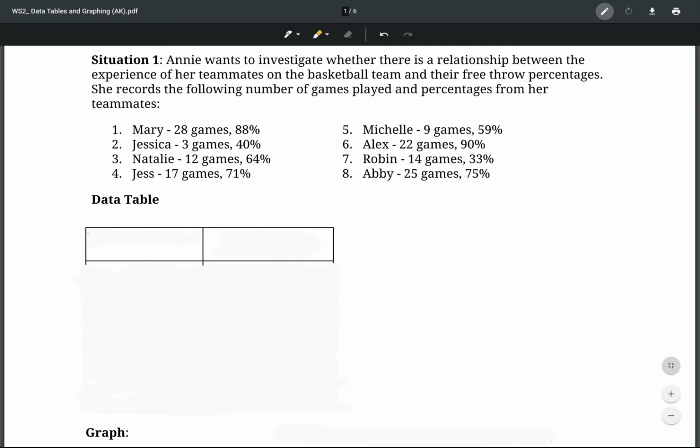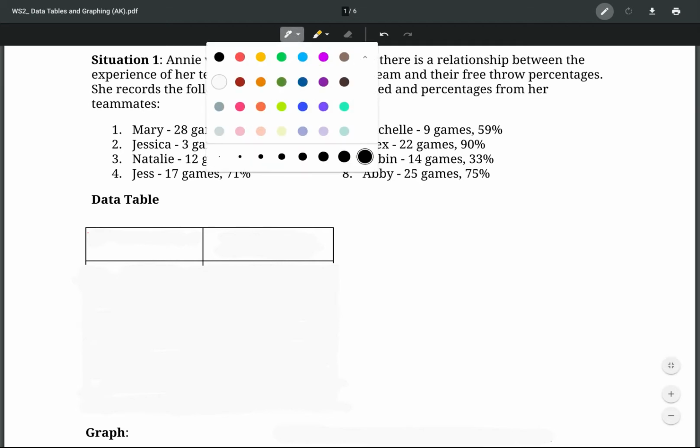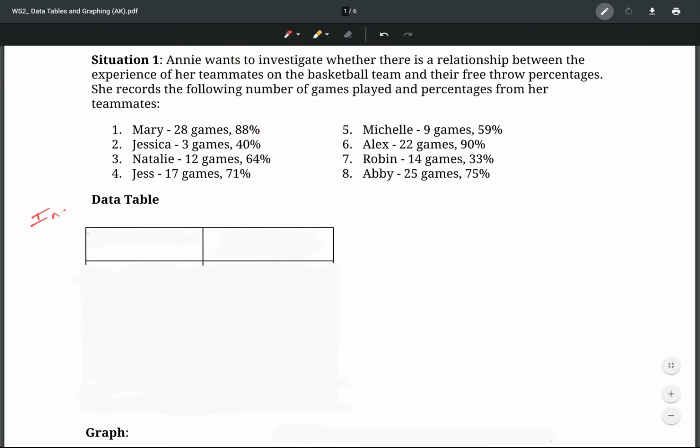And so what we need to determine first is what the independent variable is and what the dependent variable is, because the independent variable has to go on the left side of our graph. So the independent variable, the thing that changes purposefully and has an effect on the dependent variable, would in this case be the number of games that each player plays. And the dependent variable would be the thing that changes as a result of how many games each player has played. And so as players play more or fewer games, their free throw percentage changes as a result.